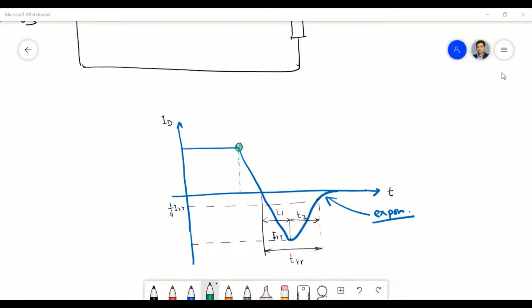Anybody else? After the point IRR crosses and the current starts increasing again. Why are you saying this point? Sir, after that point it becomes reverse biased completely. Why? Sir, because this negative ID stops the minority charge carriers, the whole current, and after that it will give a current in the reverse direction.